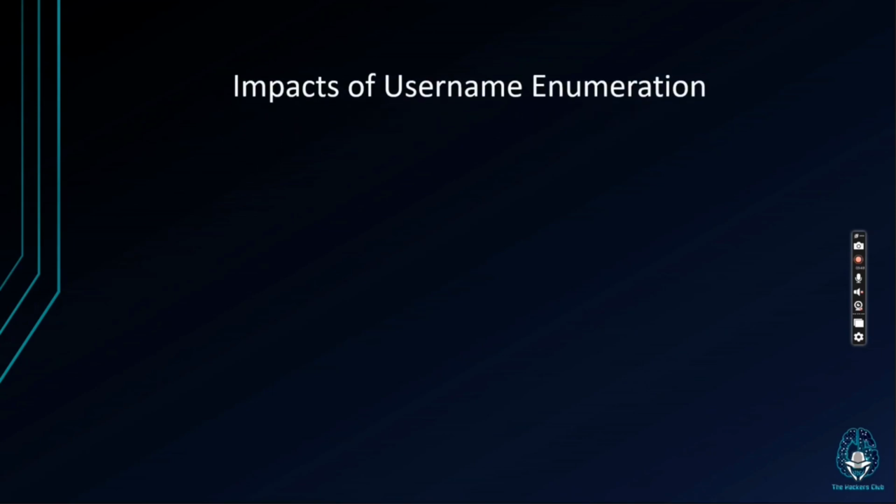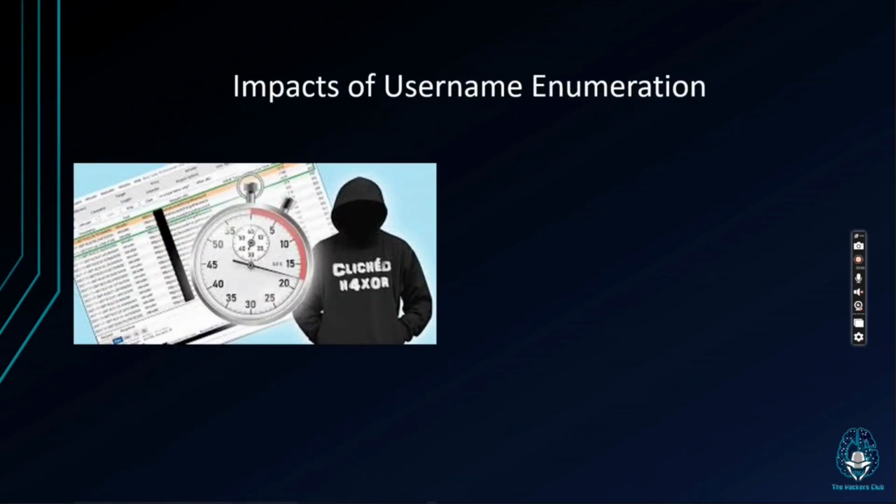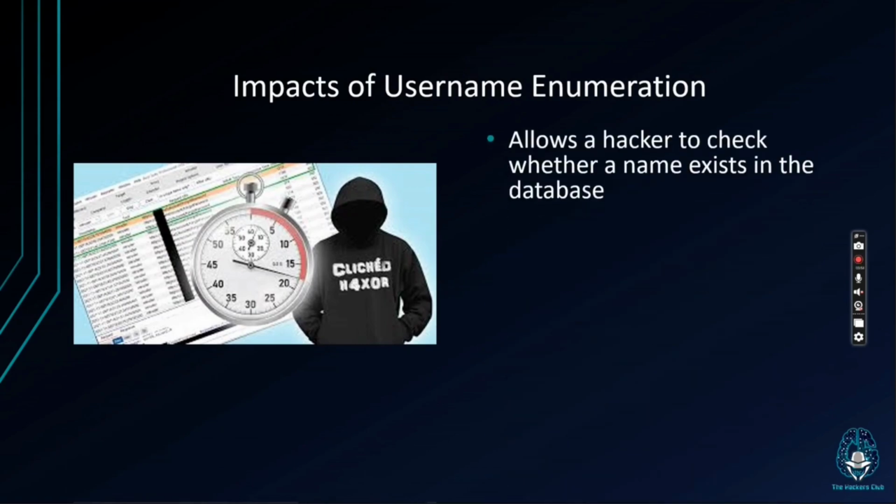So now we'll be talking about the impacts of username enumeration. An enumeration attack allows a hacker to check whether a name exists in the database. That will not only allow the hacker to log in immediately, but it gives them half of the necessary information. For example, to set up a brute force attack, rather than searching through login and password pairs, all they need is a matching password for a verified username, saving time and effort.